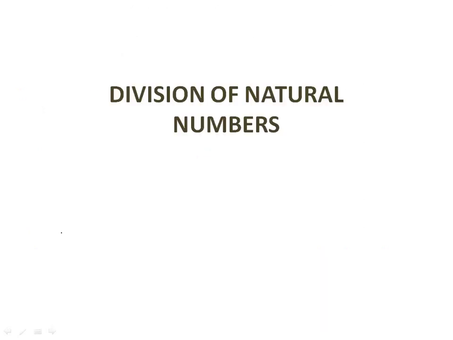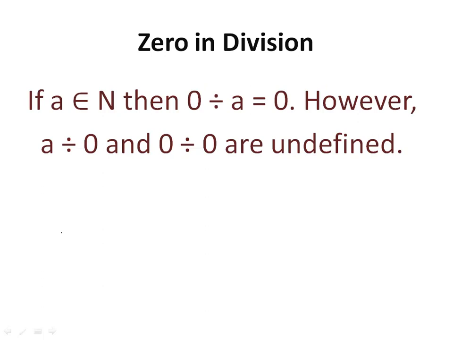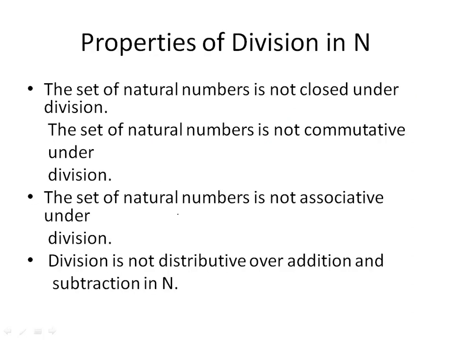Okay, in division of natural numbers, division by 0 is undefined. As I mentioned before, if we divide any number by 0, for example 7 divided by 0, it's not defined. It does not belong to N. So division by 0 is not defined, and it gives a math error.